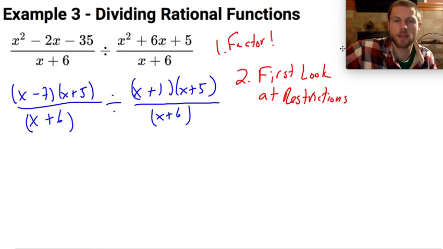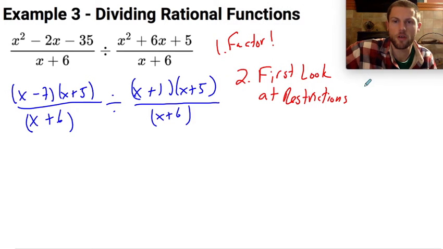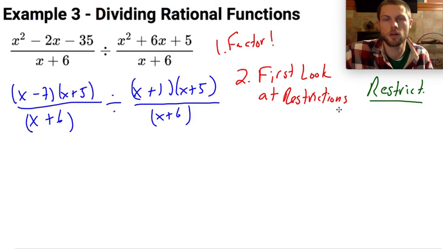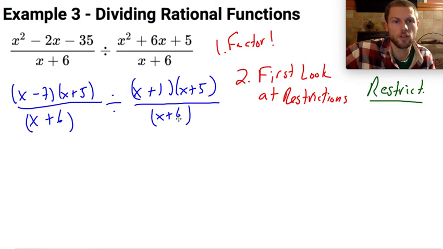I'm going to say why in a second, but I'm going to keep a restrictions bank over here, because as we are dividing, we might find that x's appear in the denominator later. You'll see what I mean. So far, if I just look at these two rational expressions, I just see an x plus 6 in this denominator and an x plus 6 in this denominator. So I know that x cannot equal negative 6.